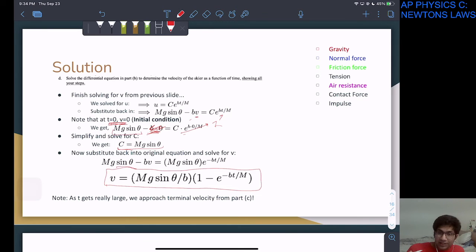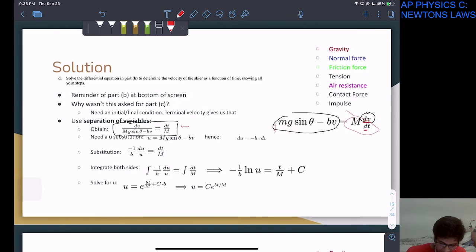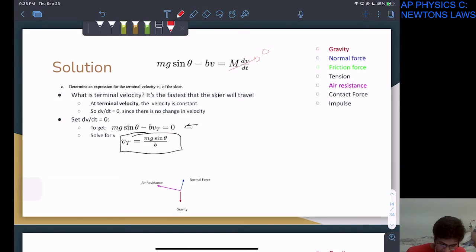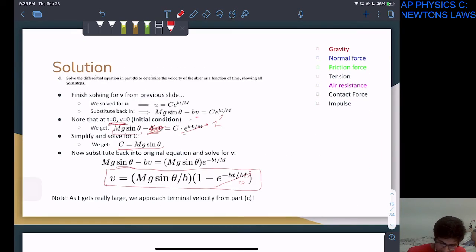And a quick check is that we said that terminal velocity is the fastest you'll ever go. So at t equal to infinity, this term here goes to 0, and you end up getting mg sine theta over b, which is the same thing here, mg sine theta over b. So that's a quick check.